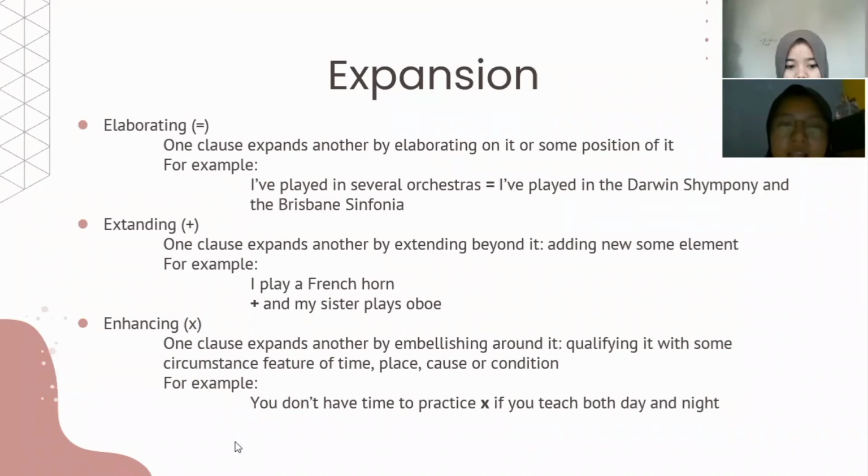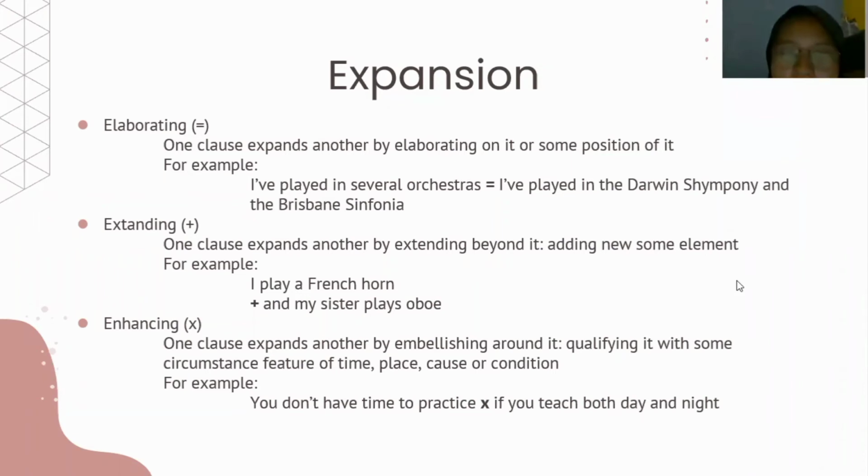Okay, I'm Aderani Rolia Salsabila. I will explain about the subtypes of expansion. The first one is elaborating. Elaborating is when one clause expands another by elaborating on it or some portion of it. This involves relationships of specifying in greater detail, restatement, exemplification, and comment. The sign of elaboration is the equals sign.